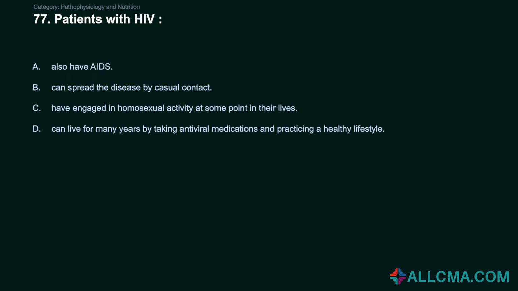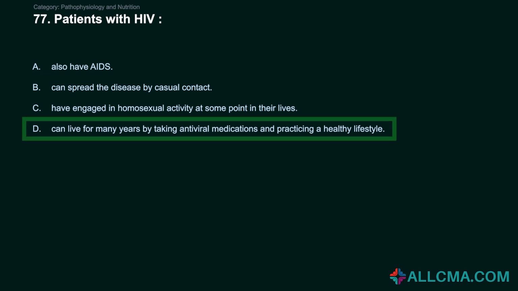77. Patients with HIV. A. Also have AIDS. B. Can spread the disease by casual contact. C. Have engaged in homosexual activity at some point in their lives. D. Can live for many years by taking antiviral medications and practicing a healthy lifestyle. Correct answer, D. Can live for many years by taking antiviral medications and practicing a healthy lifestyle.